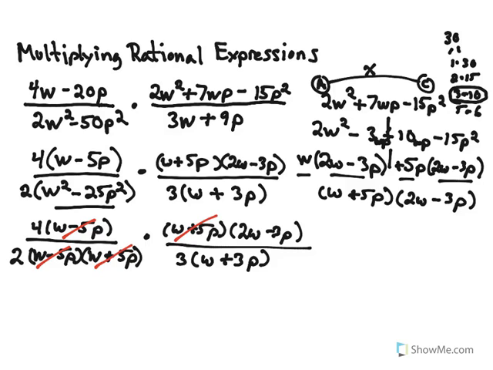I can also cancel a 2 and the 4. That reduces to 2. Okay, and we are left with 2, because here's the 2, times 2w minus 3p all over, and then 3 times w plus 3p. And there you have it.